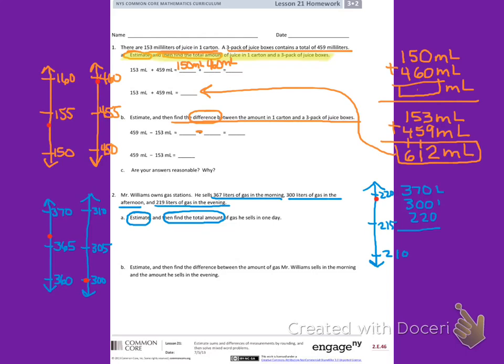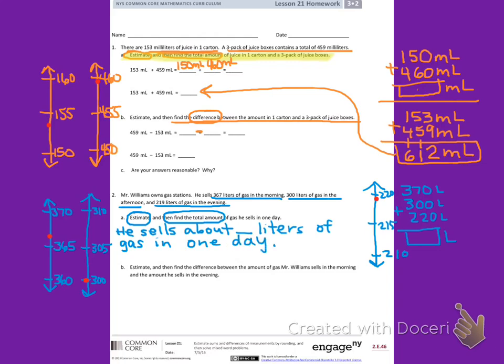I'll put a capital L next to each one to stand for liters, and to find the total amount of gas I must add. Now you add them up, include your capital L, and then write down he sells about blank liters of gas in one day.